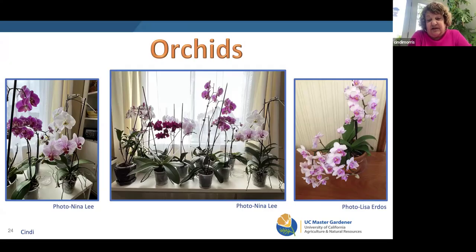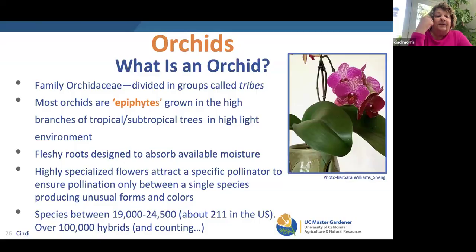What I like to do, I'll talk about in a few minutes. So we can probably change screens. So, what is an orchid? They're epiphytes, as we said. They come from tropical and subtropical trees in a high light environment. The light filters through the trees. They're sitting on trees, so the branches keep the harsh light off of them, but they still get a lot of light. They have fleshy roots that absorb moisture.